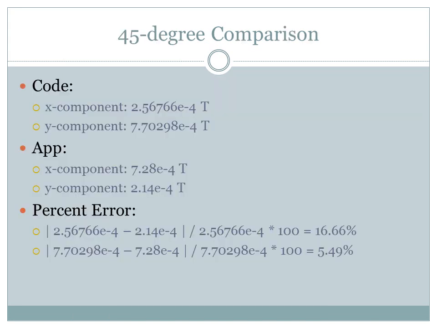To test my code at the 45-degree orientation, I did it by hand using my phone and the magnet. The X and Y components were very similar, but switched. I think it may have to do with the orientation of my phone's axes. I found the percent error of the like values and found that the X component had a percent error of about 16% and the Y component had a percent error of about 5%.